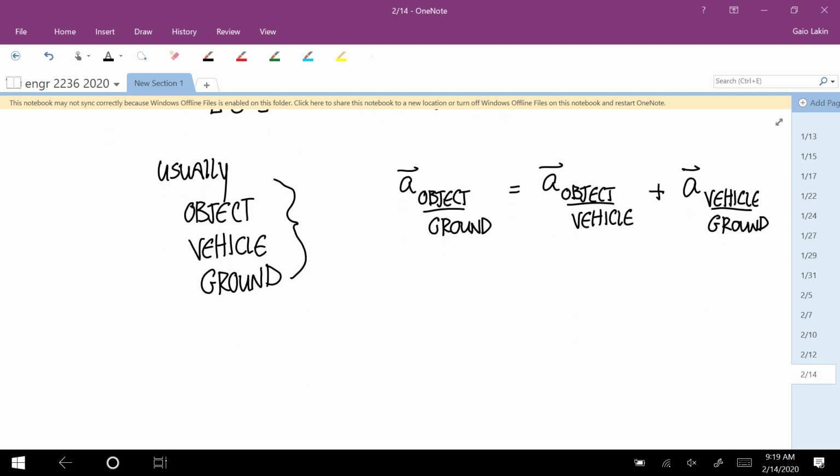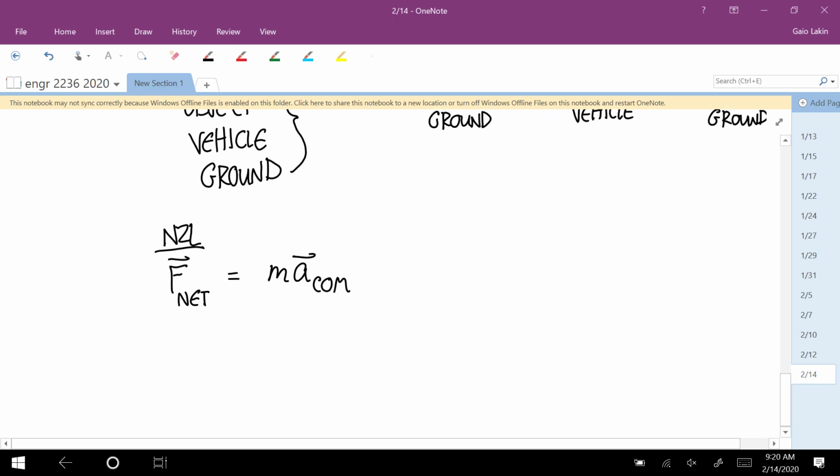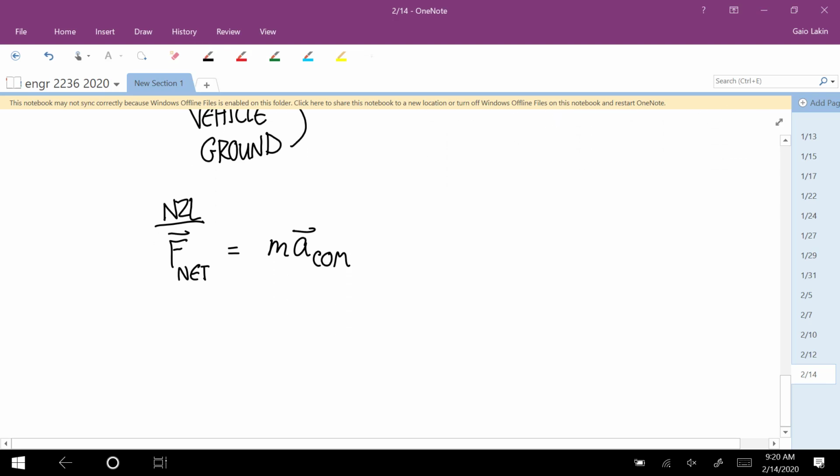Okay, so now that we calculated the acceleration relative to the ground, what it asked for was the net force. And so Newton's second law says F net is equal to the mass times the acceleration of the center of mass. You don't have to draw a free body diagram if it's just asking you for the net force, because there's nothing to keep track of. The only reason you need a free body diagram is if you're breaking up the net force into individual forces.